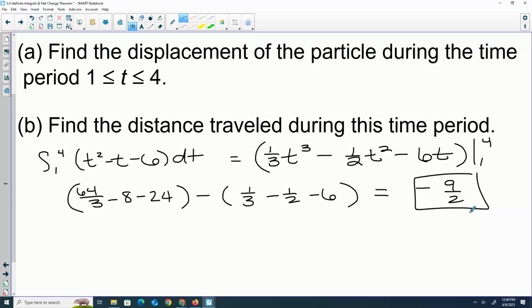This calculator is really picky. If you have an extra parenthesis in here. Oh yes, it does not like that. I just want to make sure I have all my parentheses closed.